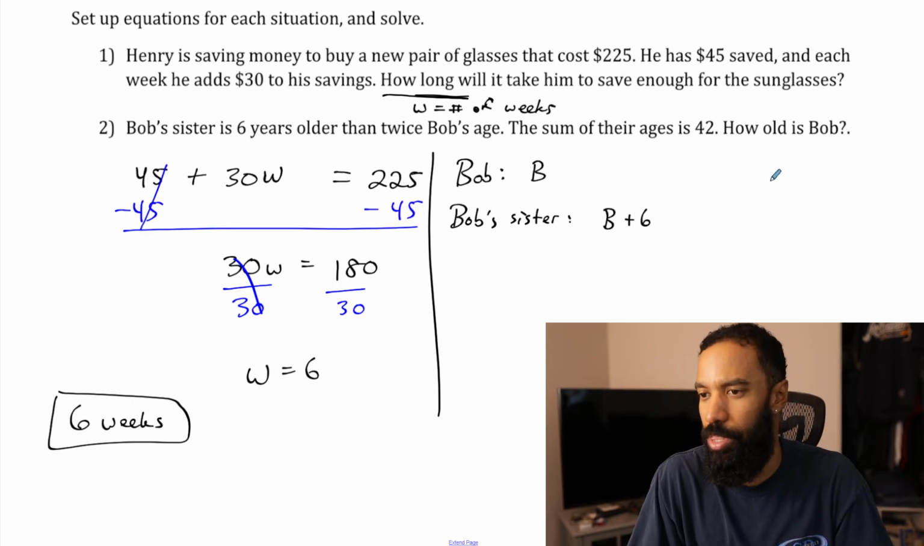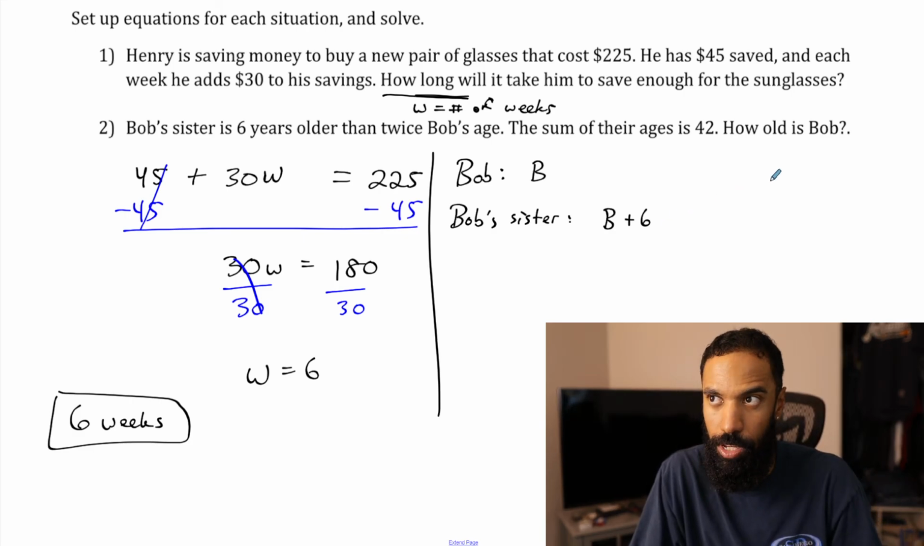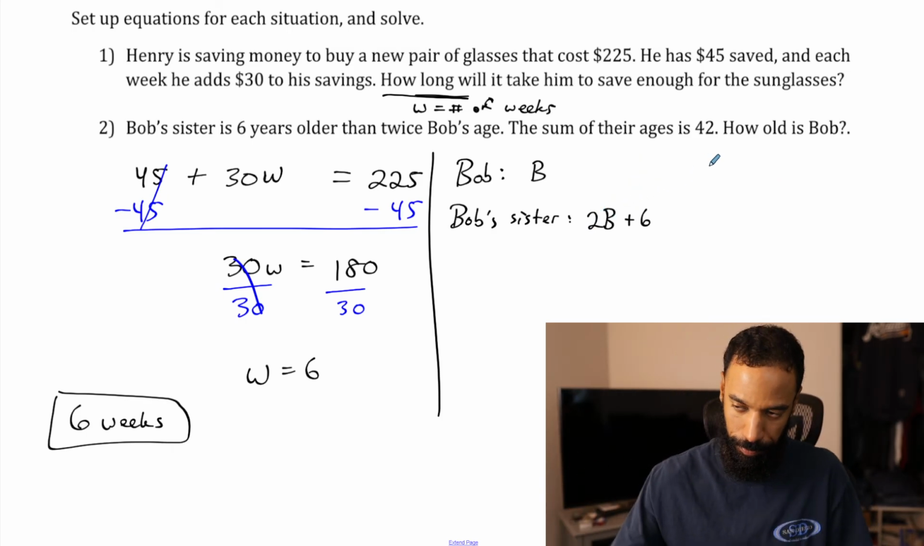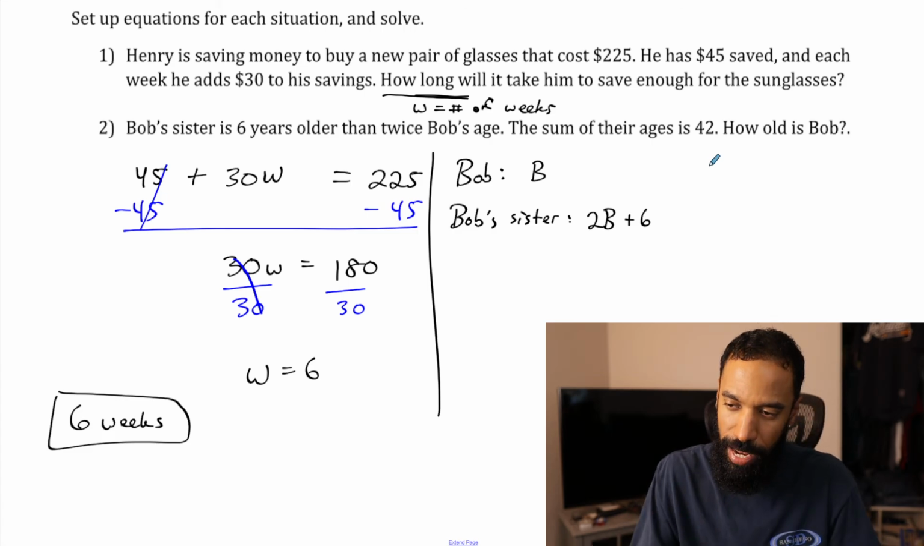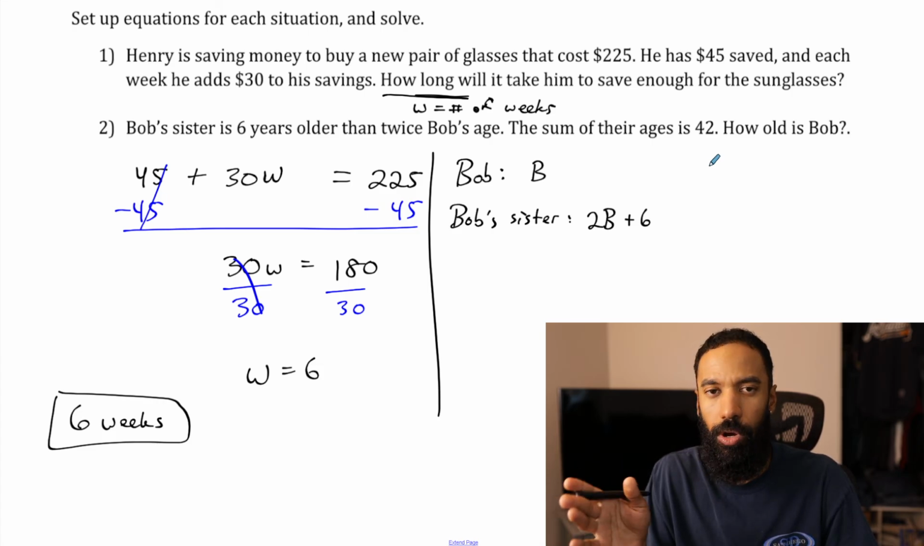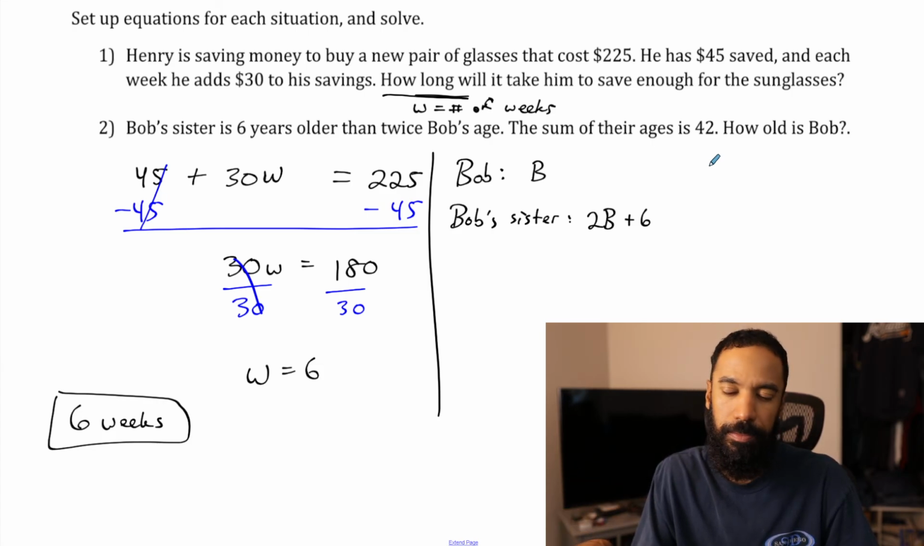Now, she's 6 years older than twice his age. What's 6 years older than twice 10? You do twice 10, which is 2 times 10, which is 20, and then add 6. You take Bob's age and double it, and then add 6 to it. The previous skill was something like this, where you would have seen this kind of thing before. 6 more than twice a number.